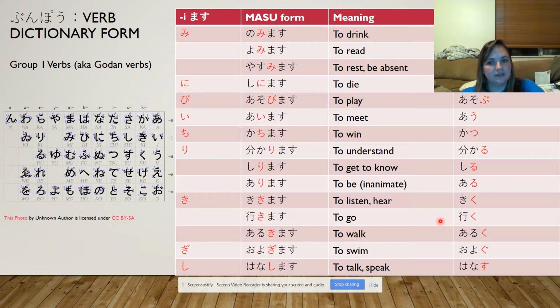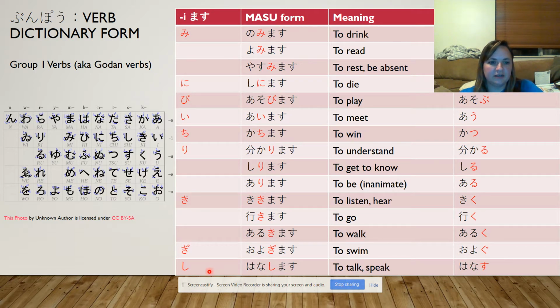Ikimasu becomes iku, right? Arukimasu, to walk, becomes aruku. So pretty straightforward. It's just remembering that pattern, right? If you can get the pattern down, you can understand it, okay? Let's see. And then our next one will be ogi. So oyogimasu will become oyogu, okay?